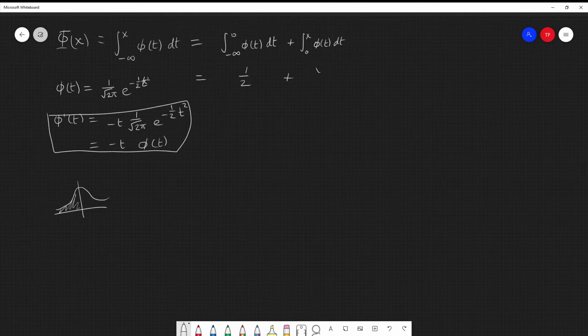plus the integral between 0 and x of phi t dt. We can again rewrite this as 1/2 plus the integral between 0 and x of phi t dt divided by phi x, times phi x. So all we've done is multiply and divide by phi x. Because the density function is always greater than 0, it's perfectly fine to divide by it, and we know we're not dividing by 0.